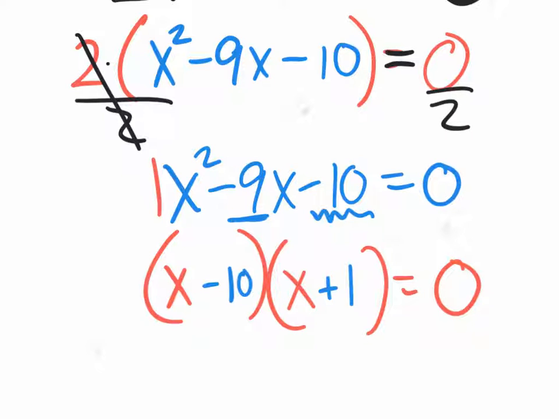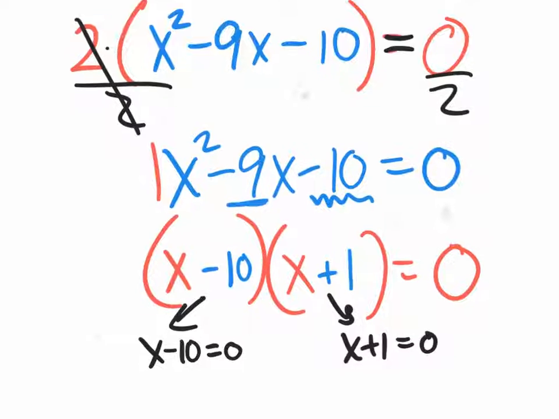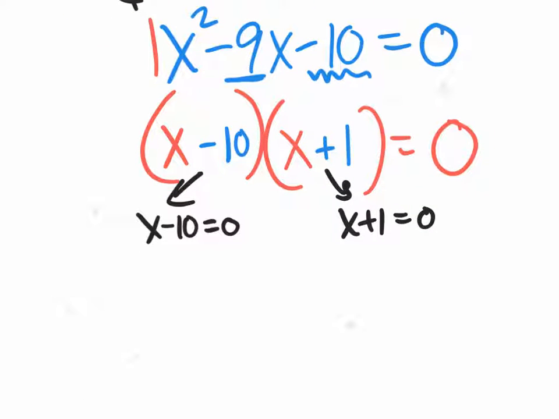And now that it's in factored form, now that it's equal to 0, now we can split them and solve. Let me scroll up, which means that one answer is what? 10.